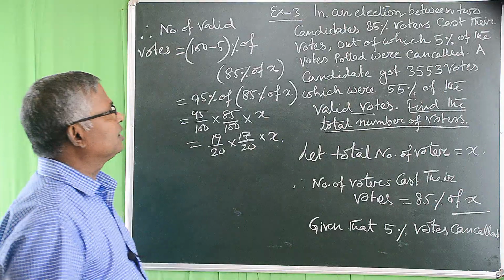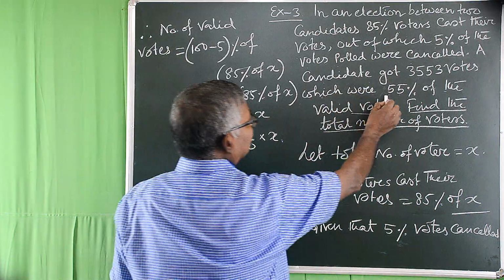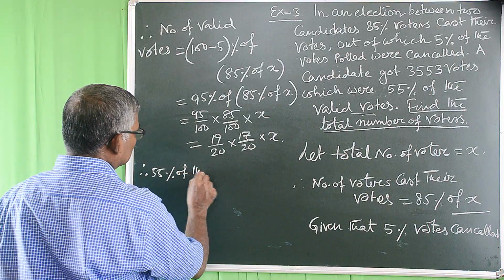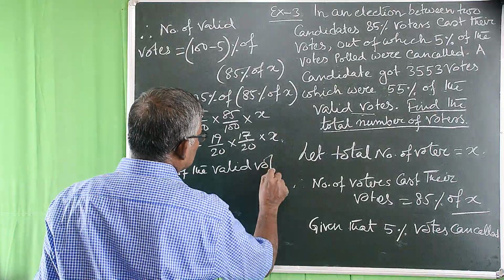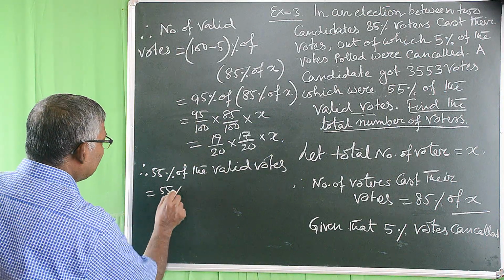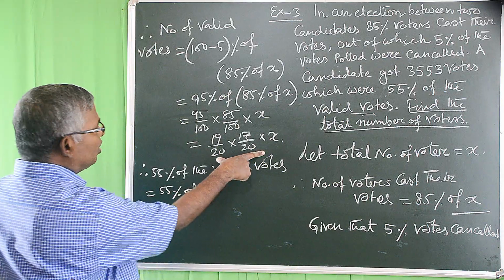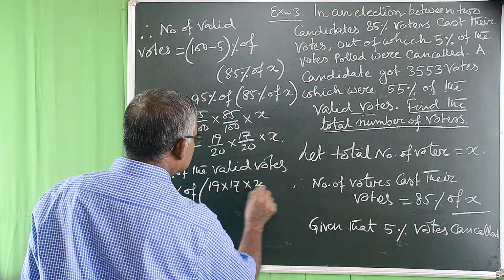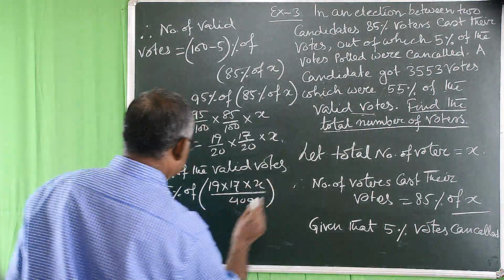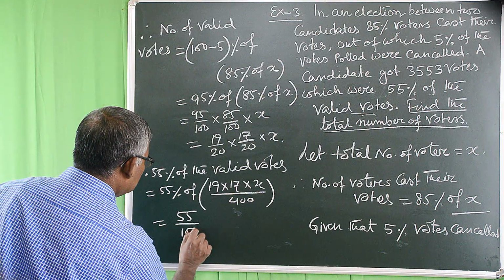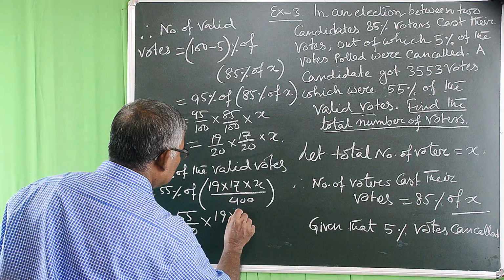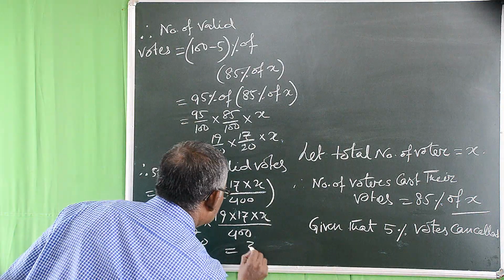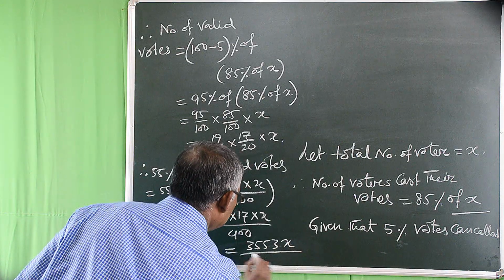Students, given that a candidate got 55% of the valid votes, therefore 55% of the valid votes equal to 55% of number of valid votes equal to this amount, that is 19 into 17 into X by 400 equal to 55 by 100 into 19 into 17 into X by 400 equal to 3553 into X by 8000.